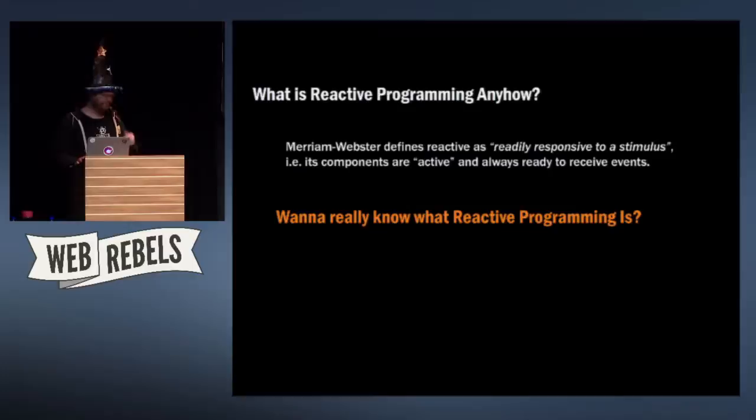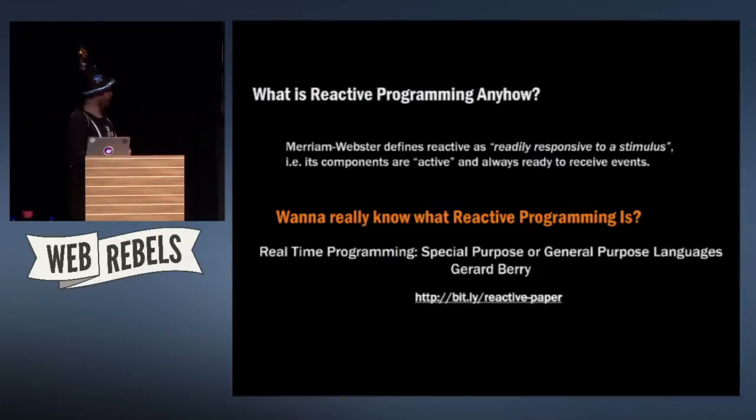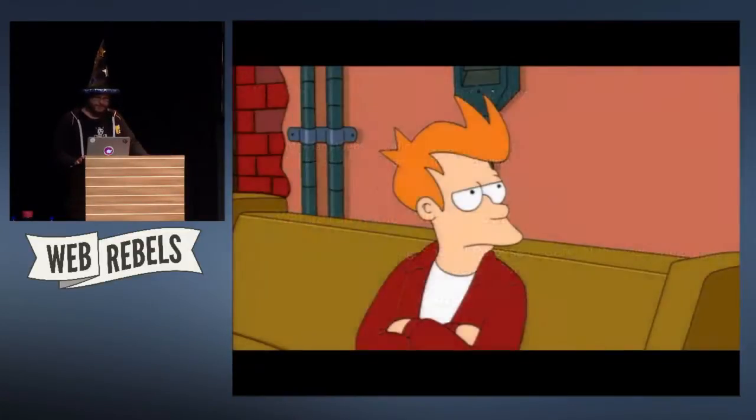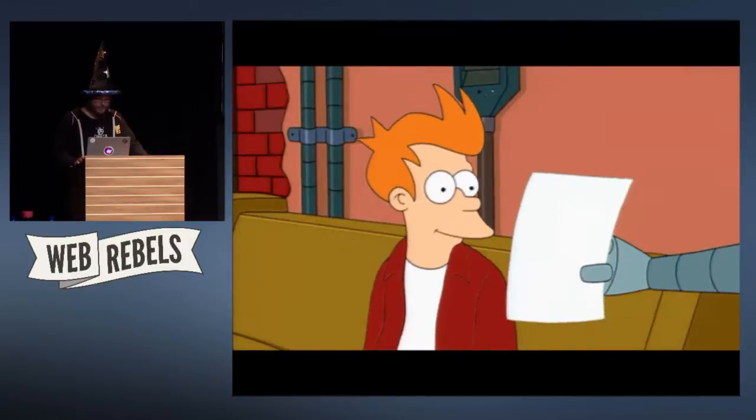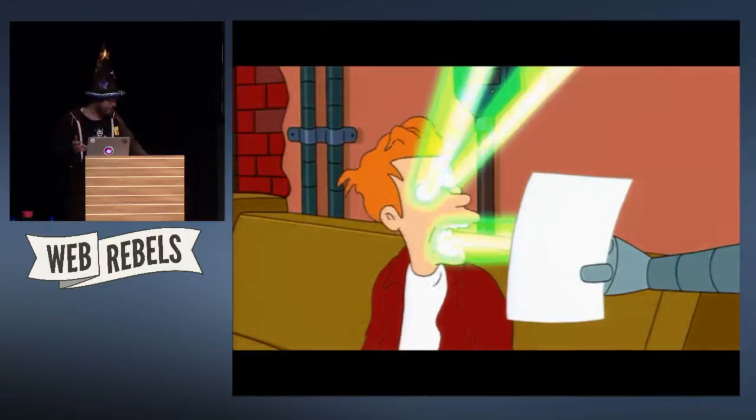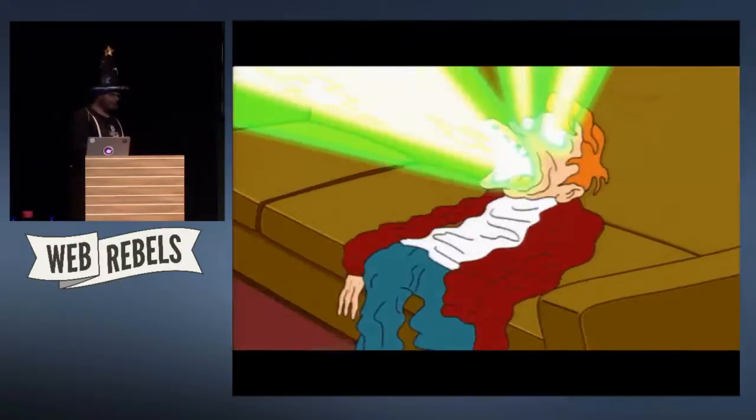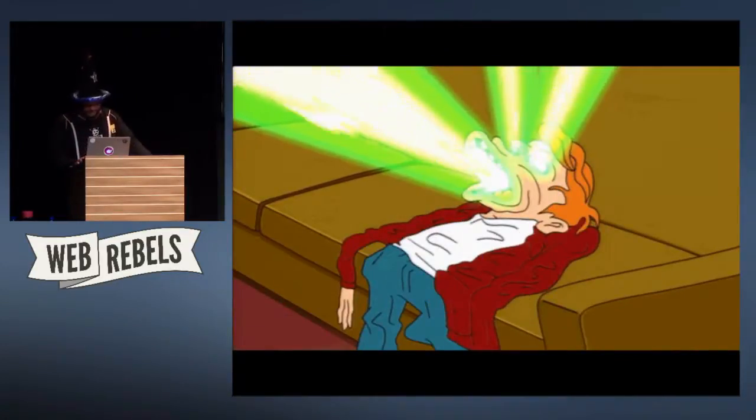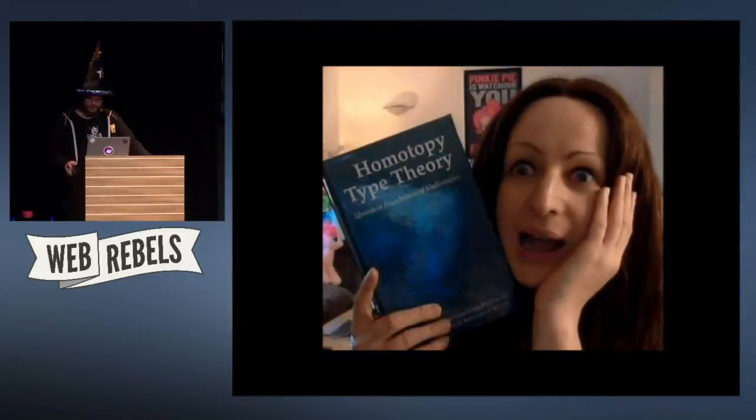Great. But you really want to know where this term reactive programming came from. There was a paper back in 1987 called Real-Time Programming: Special Purpose or General Purpose Languages. Yes, that's a really long title, but you can get to it at bit.ly/reactive-paper. I know it's a lot to ask of people to go ahead and read an academic paper, because this is what happens when most people see one, and sometimes me included: we end up in this utter mush.